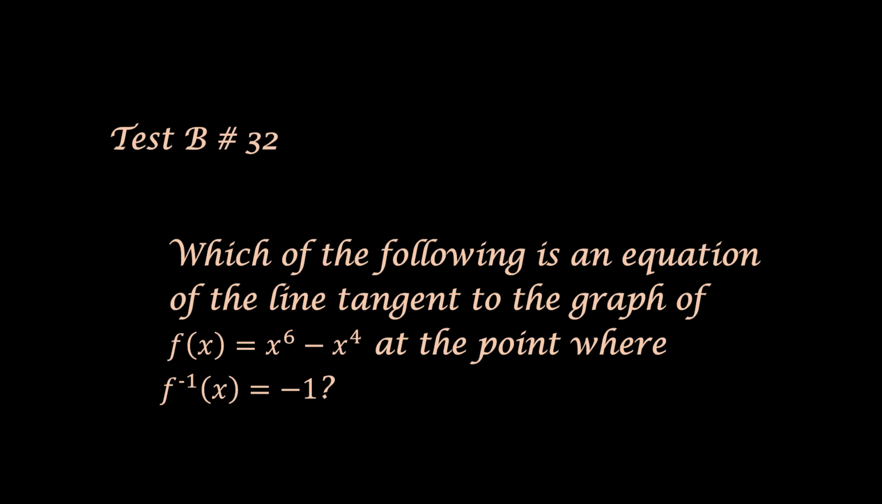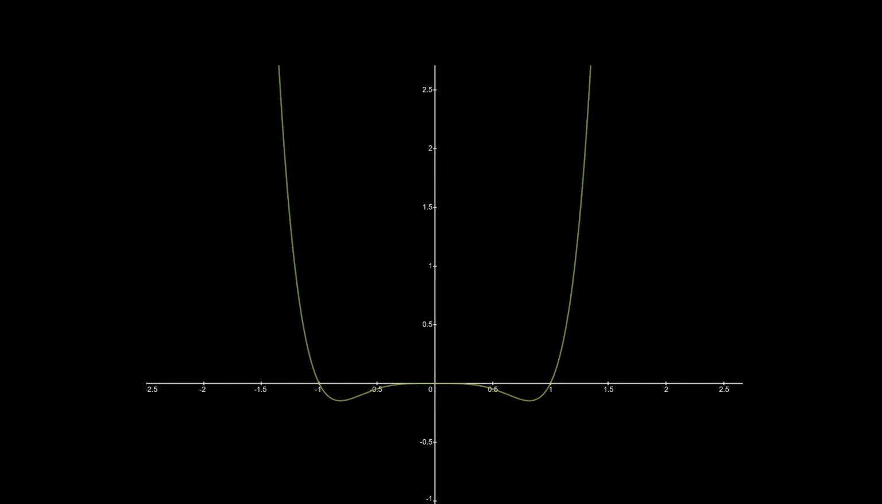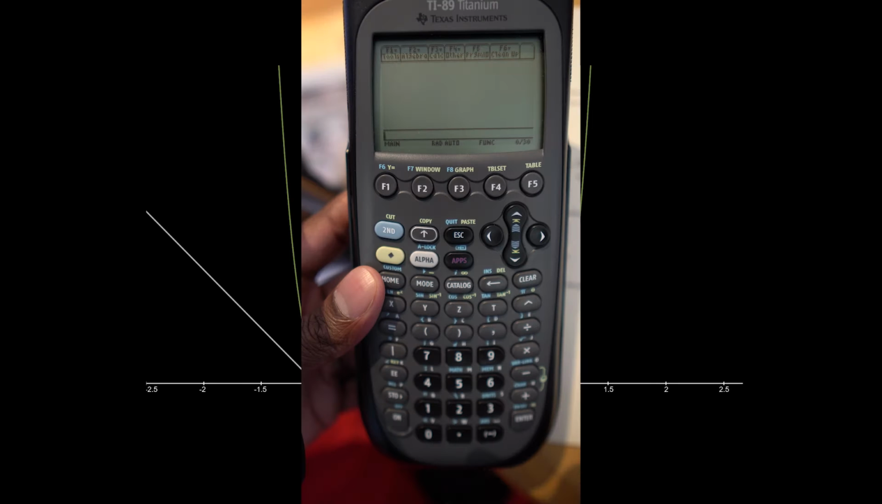For this question, we're given a function, and we have to find the equation of a tangent line at a certain point. So if the function looks like this, we have to find the equation of a tangent line whose slope is also -1. So the first thing we have to do is find for which value our tangent line has a slope of -1. In other words, we have to find the x-coordinate of where these two curves intersect. This whole process is so much easier on a calculator, so let's see how to do it.